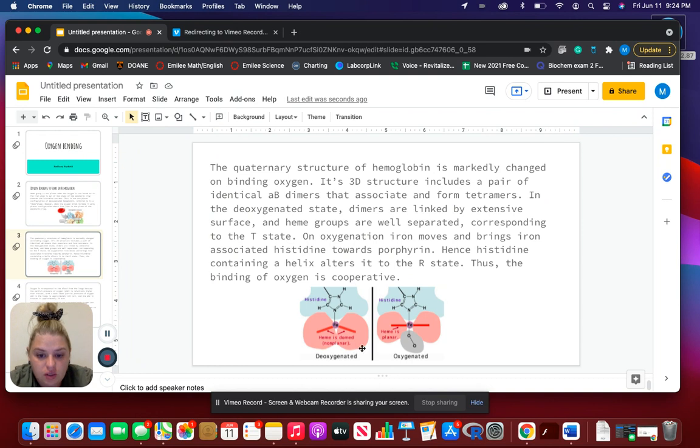So here you can kind of see we have deoxygenated versus oxygenated. There's not the dome shape in the deoxygenated hemoglobin molecule, whereas here we have the oxygen. That's what's causing the dome in the actual molecule.